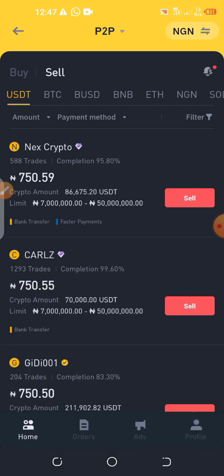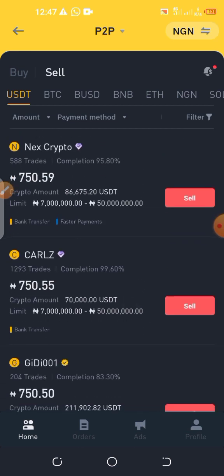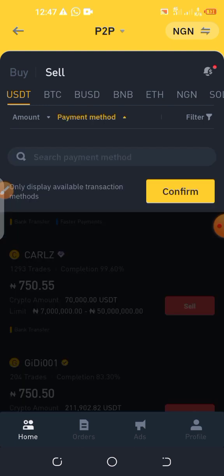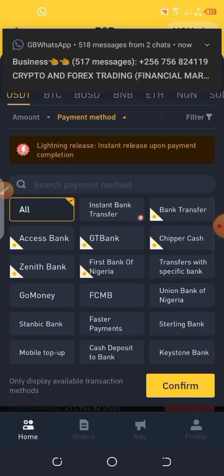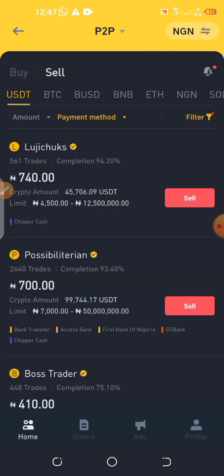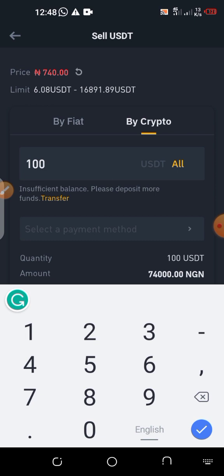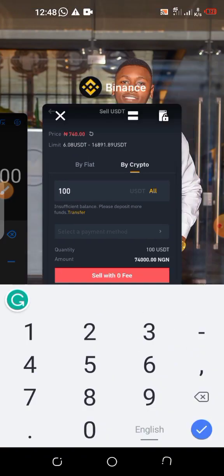So when you want to sell, what you will be doing, you see here, this person is selling at 750.59. Let's remember, this person is using bank transfer and faster payment. When you try to search for Cheaper Cash, let me show you Cheaper Cash here, confirm. You find that they are giving 740, you understand, 740. So when you try to sell with this person and it's verified, let's say you put 100 USDT, you'll be getting 74,000.